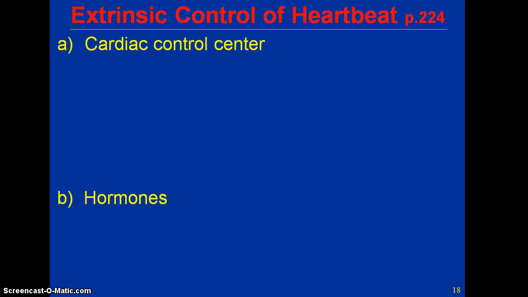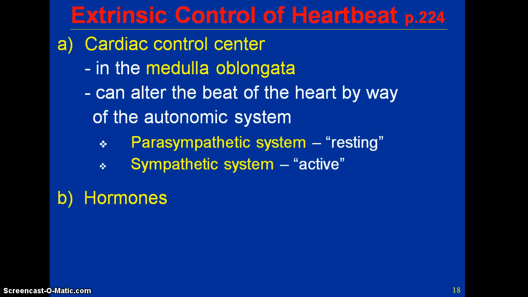So within the brain, we have the cardiac control center. Through nerves, the nervous system, we can affect the rate of the heartbeat, as well as through hormones, which will travel through the bloodstream to affect the heart tissue. The cardiac control center is located in the brain, specifically in the medulla oblongata, and that can alter the beat. So even though the normal regular rhythm is set at 70, we can alter it to be faster or slower depending on the circumstances of the body and what's needed.